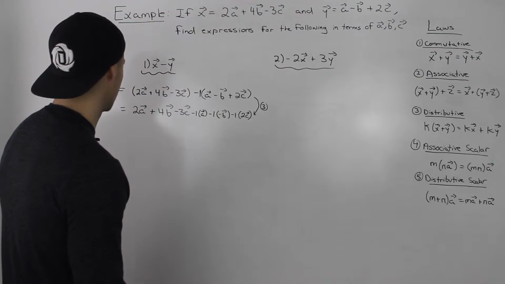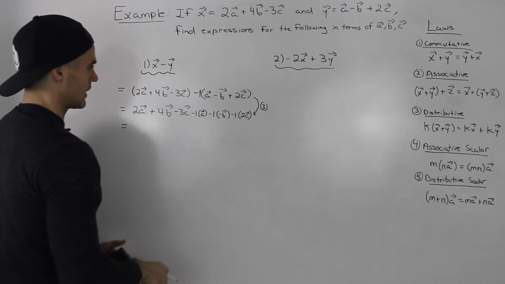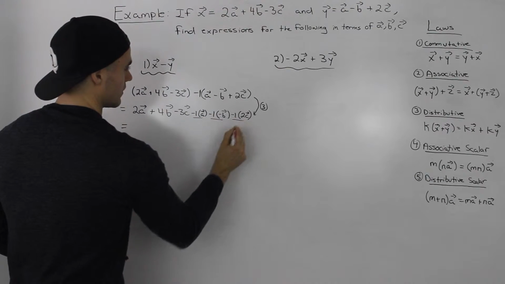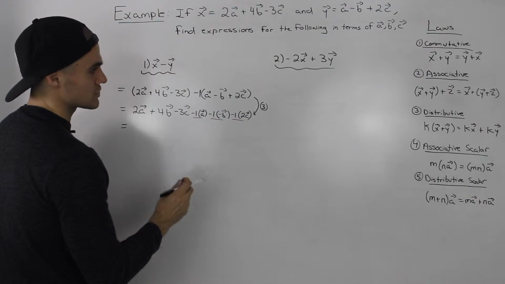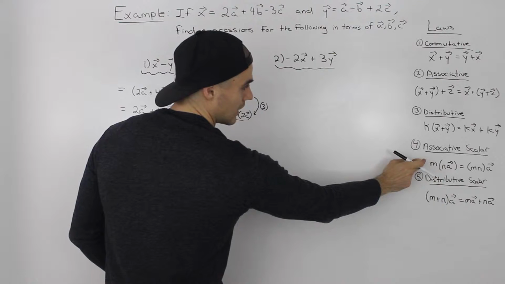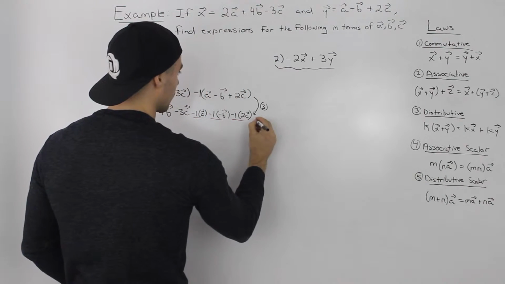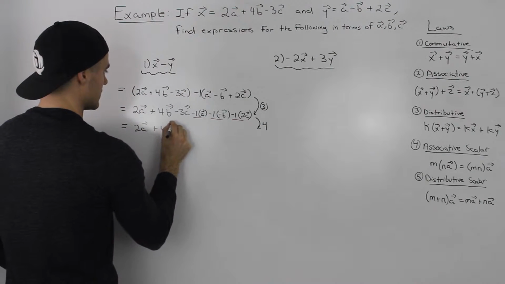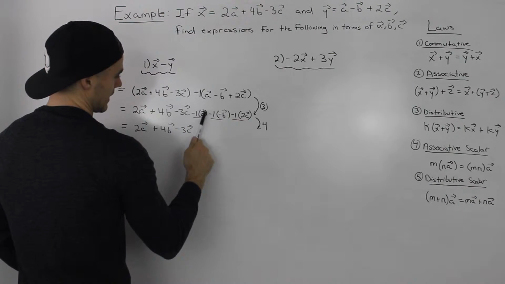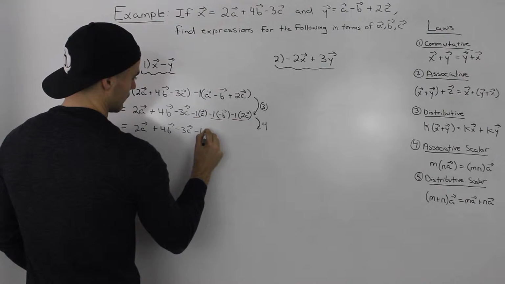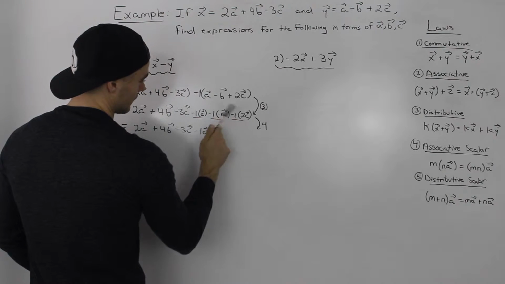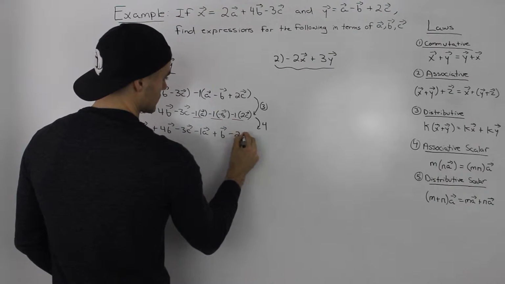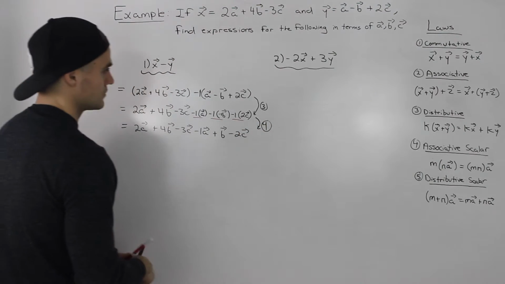Now, the next thing I'm going to do is take each of these values and multiply the scalars. So I'm using the associative law of scalars, this law number 4. So 2a plus 4b minus 3c, -1 times vector a is just -1 vector a. There's a -1 in front of this b, so -1 times -1 is positive b. And then -1 times 2 is just -2 vector c. So here I used law number 4.